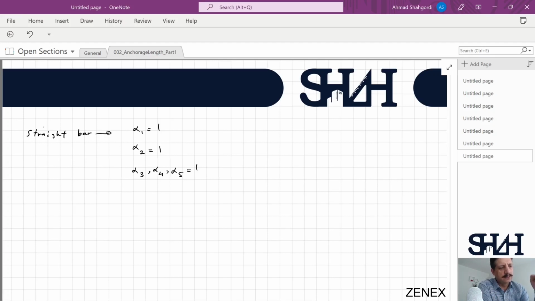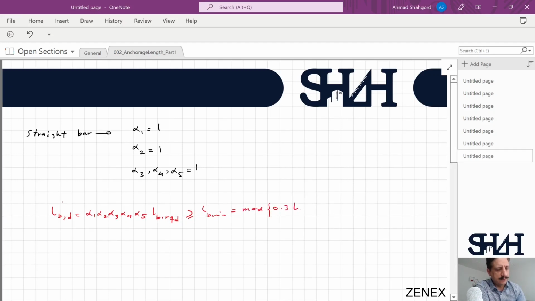Also, there is another way to decrease the anchorage length, considering what is the sigma st that I will cover at some point in another video. So now LBD will be alpha 1, alpha 2, alpha 3, alpha 4, alpha 5 times LB required, which should be greater than LB minimum, which is the maximum of 30% LB required, 10 times phi and 100 millimeter.